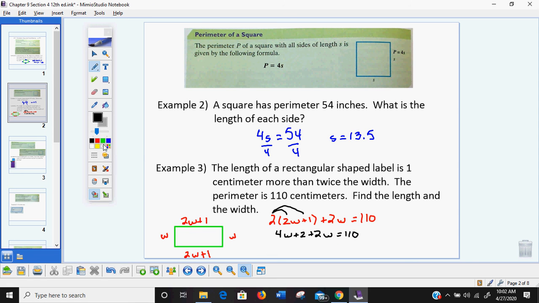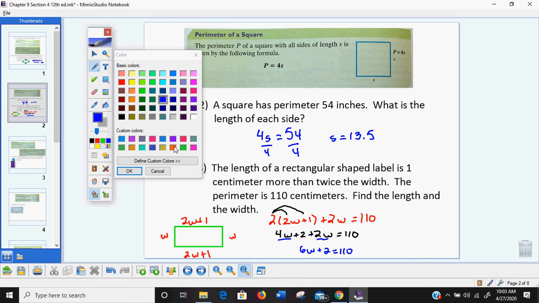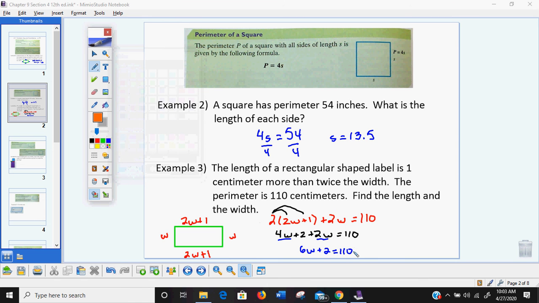We can combine those terms. That's going to give us 6 w's here, plus 2 is equal to 110. Next thing we want to do is subtract 2 from both sides. So let's go up here with this. I'm going to subtract 2. That gives me 6w equals 108. And when I divide by 6, I'm going to have my width. My width in this case is going to be equal to 18.